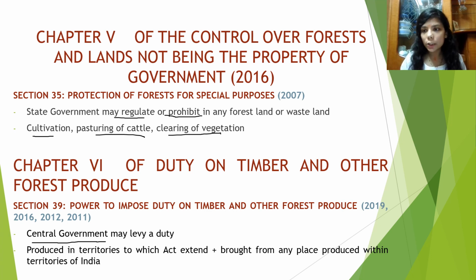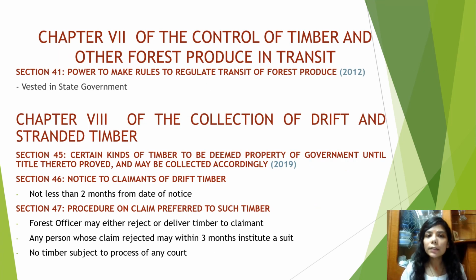Moving on to the next chapter, chapter 7, it comprises of sections 41 to 44. Section 41 here is important. Chapter 7, control of timber and other forest produce in transit. So power to make rules regarding regulation of forest produce during transit is vested in the state government.